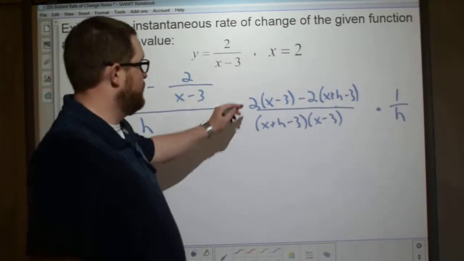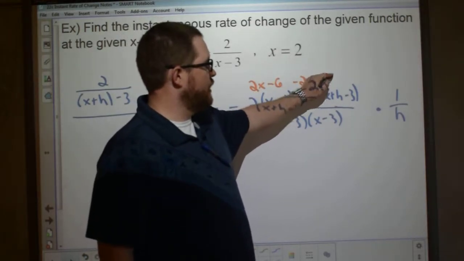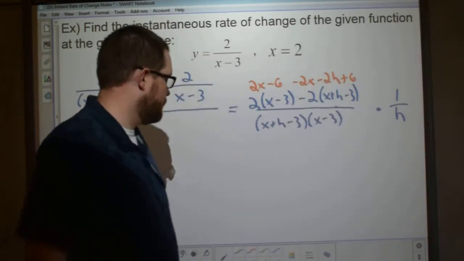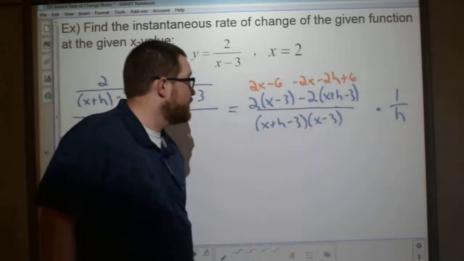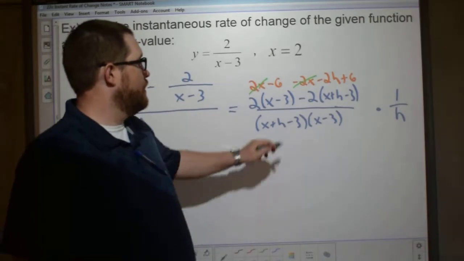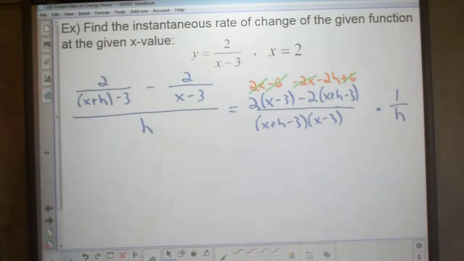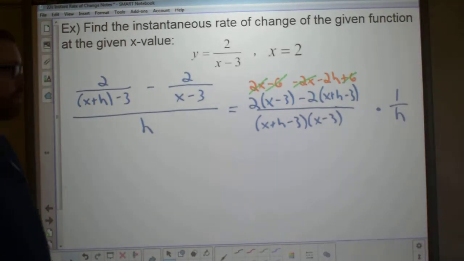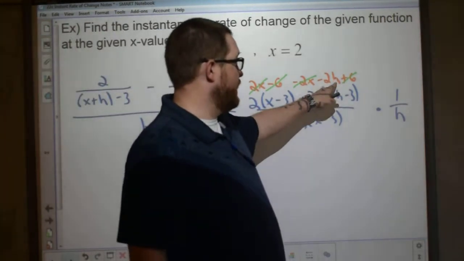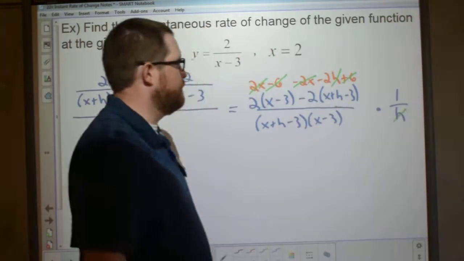Do some cleanup. You get a 2x minus 6 minus a 2x minus a 2h plus 6 on top. Look for things that cancel. This 2x will cancel with that negative 2x. This negative 6 will cancel with this positive 6. So I'm left with a negative 2h on top. This h will cancel with this h. So this is gone, and this is gone.